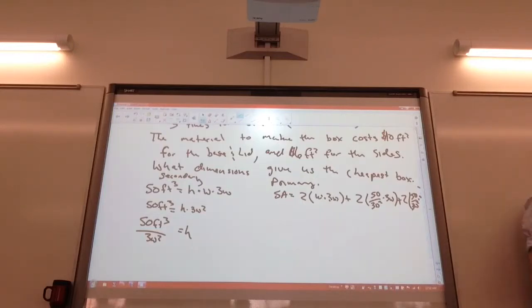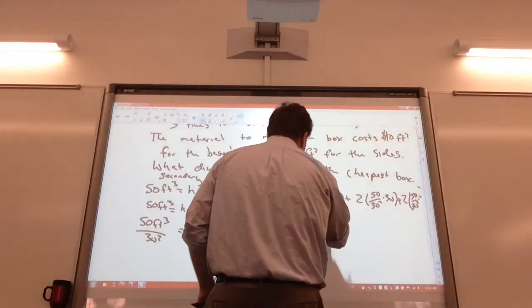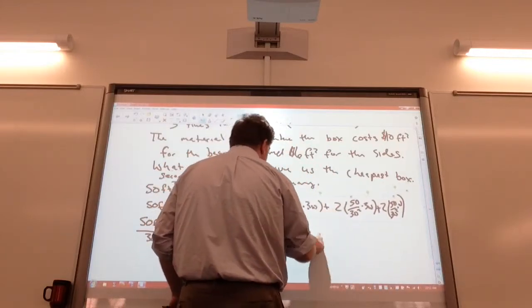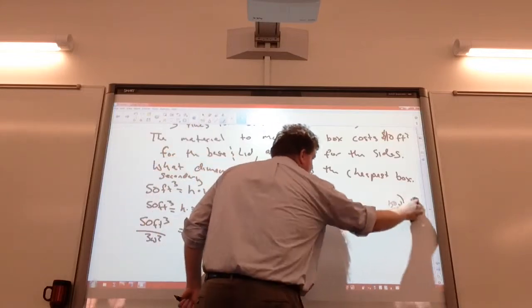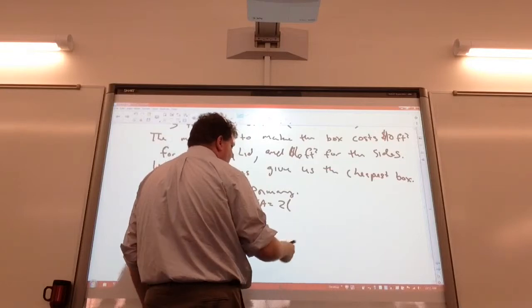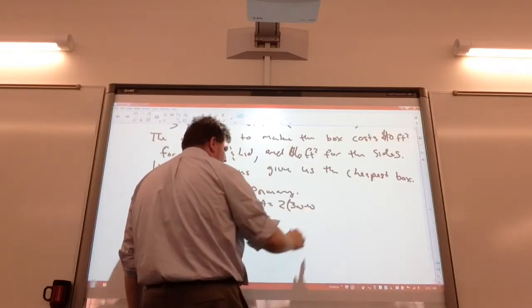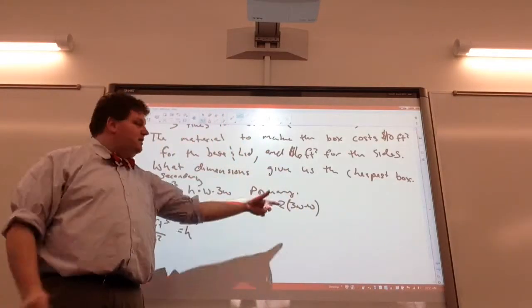What is the first parentheses thing? The first parentheses for my surface area is the base. Let me move this out so it's clear. The base of the box is length times width. Length was 3W times the width, which was W. That's the bottom of the box. It's twice because both the bottom and the top of the box use that measurement.